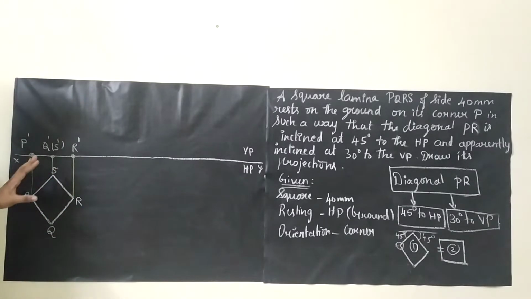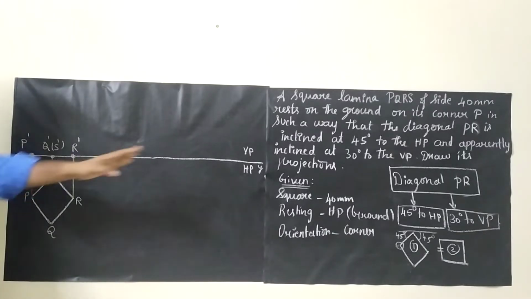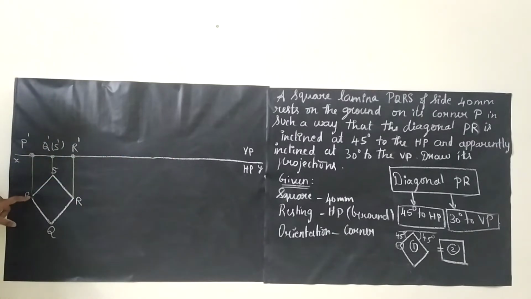So we have got this square. This square is equally inclined. Orientation is corner. Corner means this is the corner. So we have to draw this square only. This is the top view. So the true shape of the square or rhombus can only be seen from your top view.